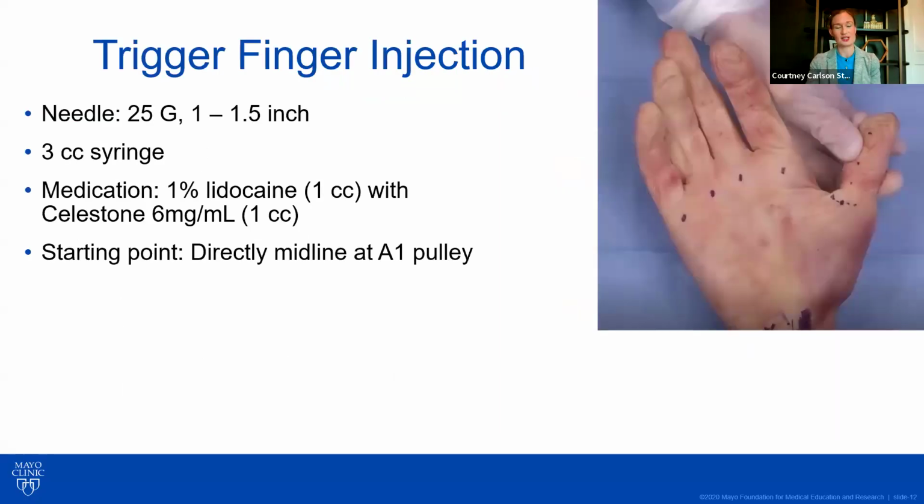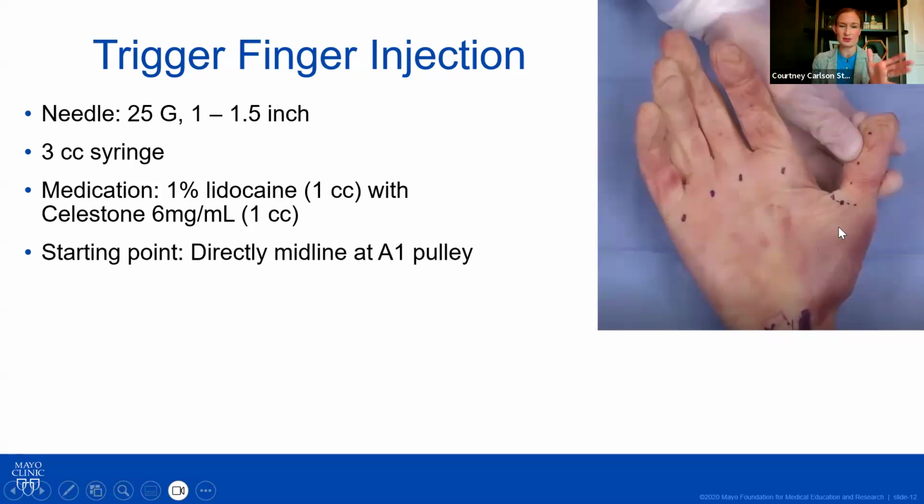For these injections, again, I use the same needle, but I usually use a 3cc syringe to give me better control. I oftentimes will use 1% lidocaine and Celestone in this consideration, given it's a more soft tissue injection, but many of my colleagues will use Kenalog as well, which is okay. The starting point for trigger finger injections is usually directly midline at the level of the A1 pulley, and I've sort of roughly marked out the main spots that I will do my injections for the various fingers.